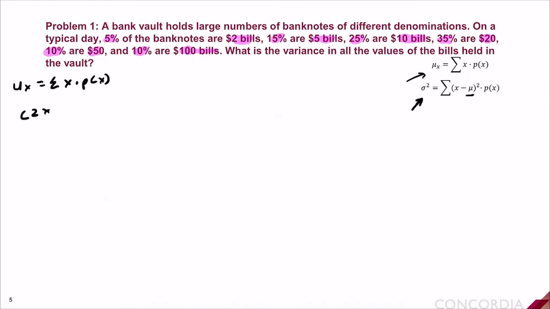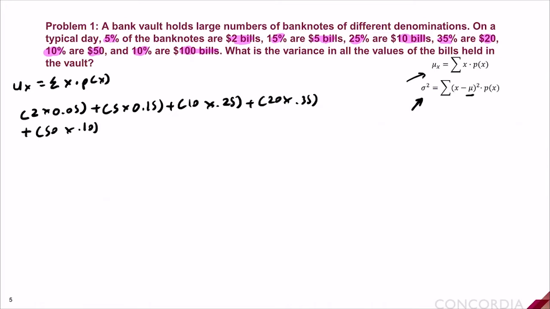$2 being the x value multiplied by its probability of 5%, plus the next x value, which would be $5, multiplied by its probability of 0.15, plus the next x value, which would be $10, multiplied by its probability, plus the next x value, which would be 20, multiplied by its probability of 0.35, plus 50, multiplied by its probability of 0.10, plus 100, multiplied by its probability of 0.10 as well.